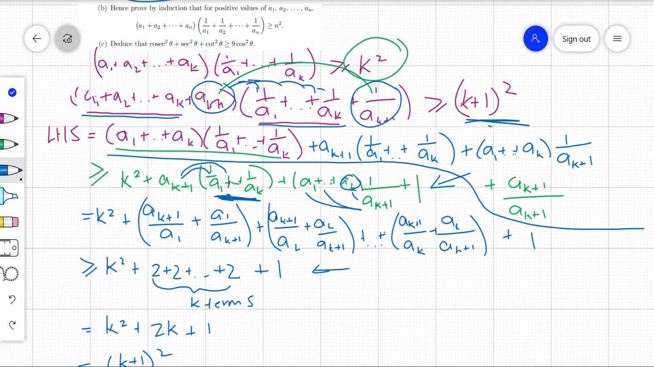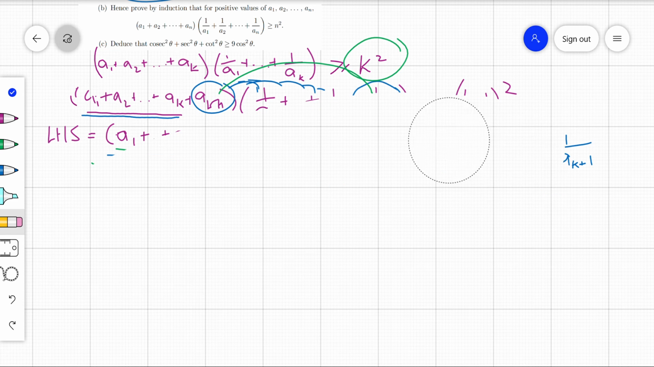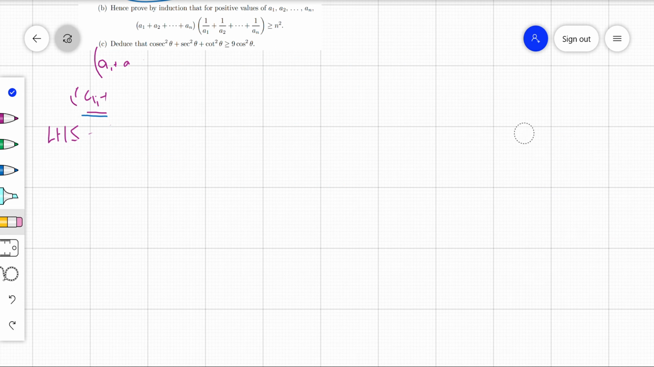So now part C, so pretend we've done all that. So part C, we're going to deduce. Now clearly this doesn't come out of nowhere. It's like a 'hence, deduce that'. So what can we sub in basically to what we found to get what we want?